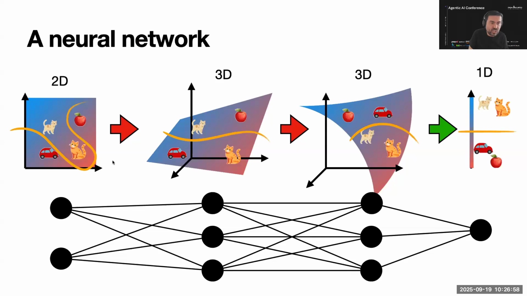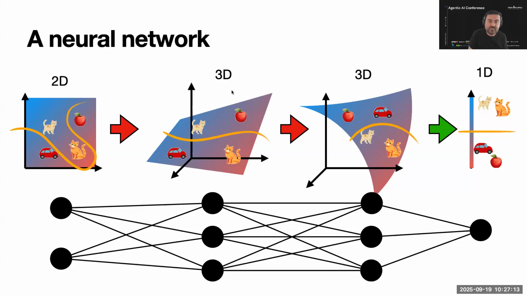But the idea is that you slowly start bending the space. The first layer of the neural network bends it a little bit. The next one bends it even more. The next one more and more and more. And the last one brings it down to a segment where all the stuff is here in one class and here in the other class, okay?